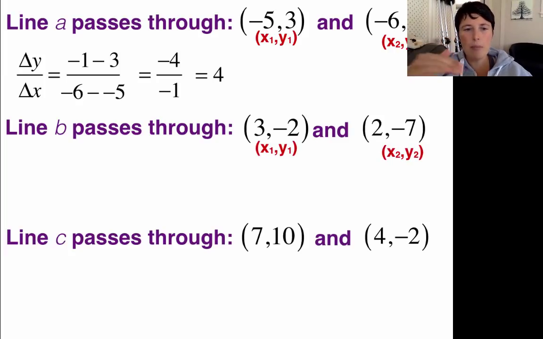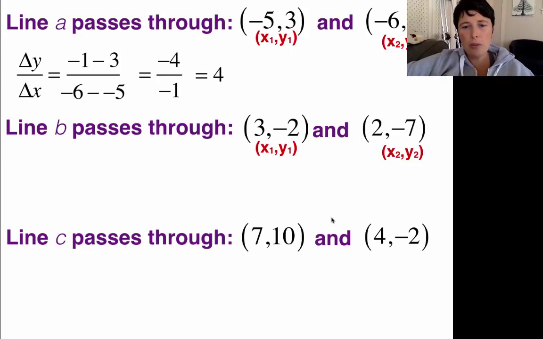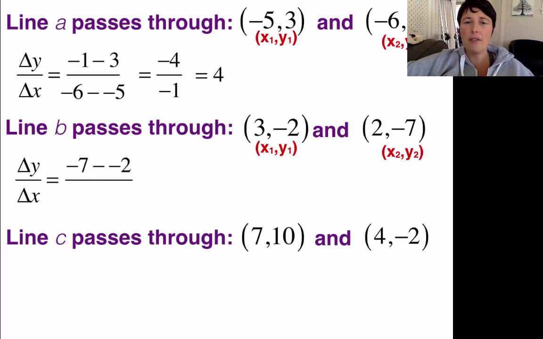Now we got to repeat that process for line B and line C. So each time I'm going to label these points x1, y1, x2, y2. Then I'm going to do my delta y, delta x. I'm going to subtract the y values on top: -7 take away -2. I'm going to subtract my x's on the bottom: 2 take away 3. And then I'm going to do my math. So -7 plus 2 is -5, and 2 take away 3 is -1. So 5 over 1 is 5. Positive 5. Negative over a negative is a positive.